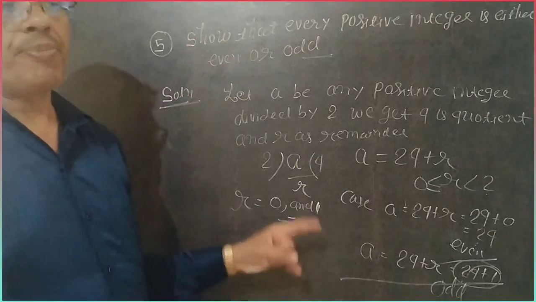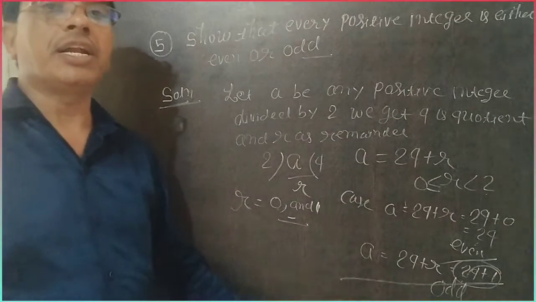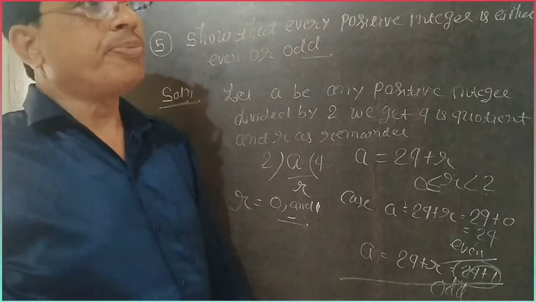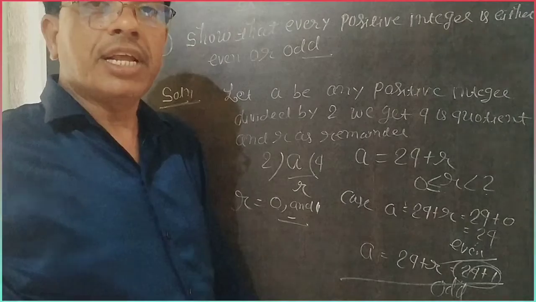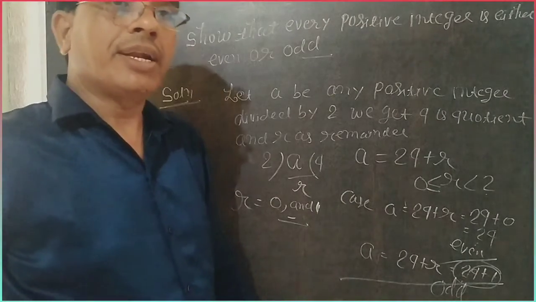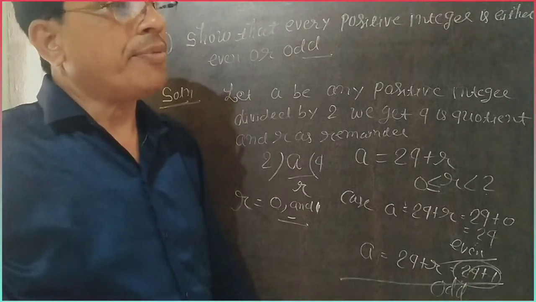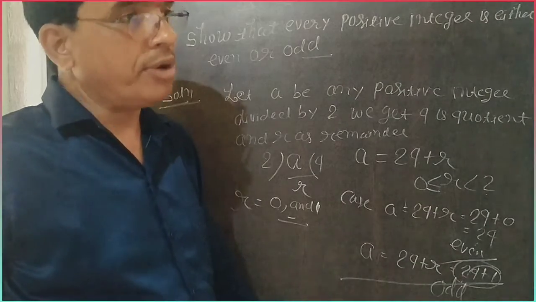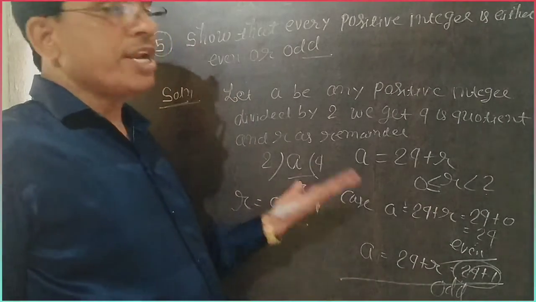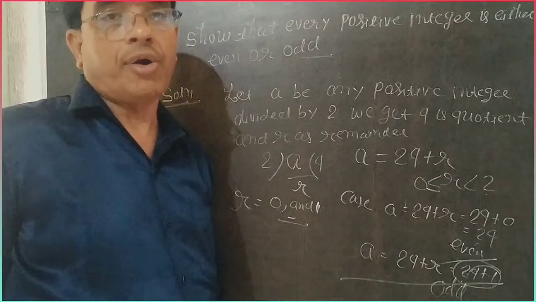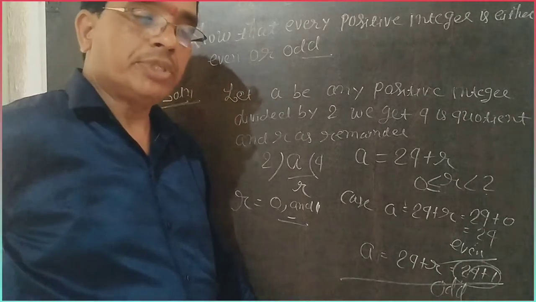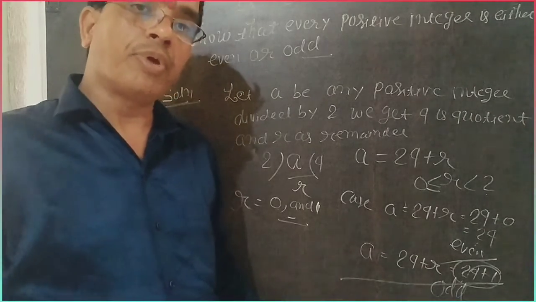And there are only two options, because when any number is divided by 2, we get a remainder of only 0 or 1. If the remainder is 0, then it is clearly divisible by 2. When the remainder is 1, then it is clearly not divisible by 2. A number divisible by 2 is even. A number not divisible by 2 is odd. So any number is in only two forms, either even or odd. When it is of the form 2q, that is even. When it is of the form 2q plus 1, it is odd.